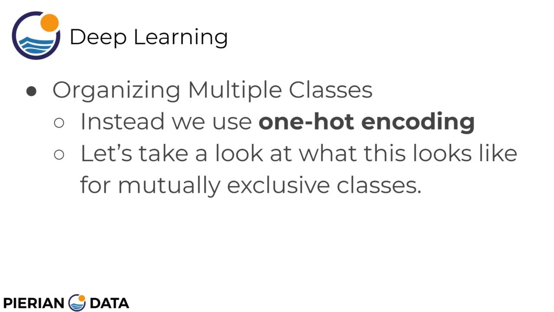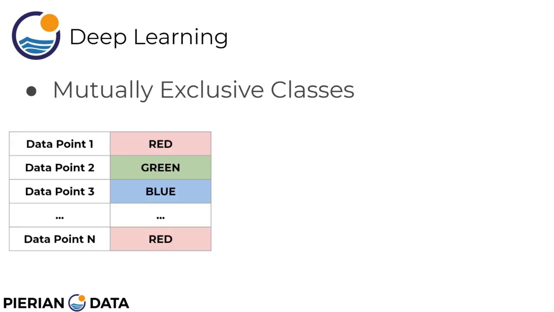You may have also heard this called dummy variables. Let's take a look at what this looks like for mutually exclusive classes. You may have something that looks like this: data points and then a class that belongs to each data point. Here we can see data point 1 is red, then 2 is green, 3 is blue, all the way until data point n is red. Now we're not going to be able to feed these string color codes, red, green, and blue, into our neural network. So how do we organize this, especially considering that last output layer?